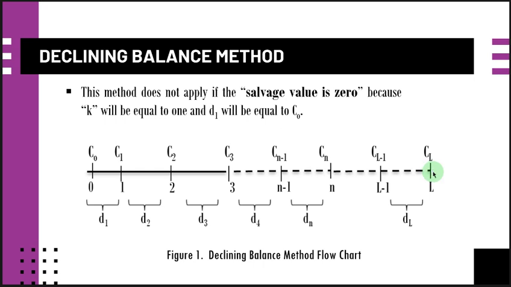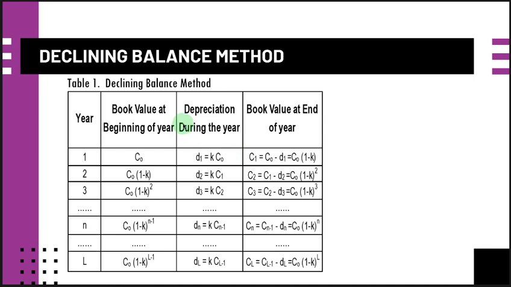Proceeding with our table 1 for constructing the declining balance method table for depreciation. On the first column, we have the year from 1 to the useful life of the machine, L. On the second column, we have the book value at the beginning of the year. It is denoted by C0 for the first year. For the second year, C0 times the quantity 1 minus k. For the third year, C0 times 1 minus k squared, until the useful life, which is C0 times 1 minus k raised to the power of L minus 1.